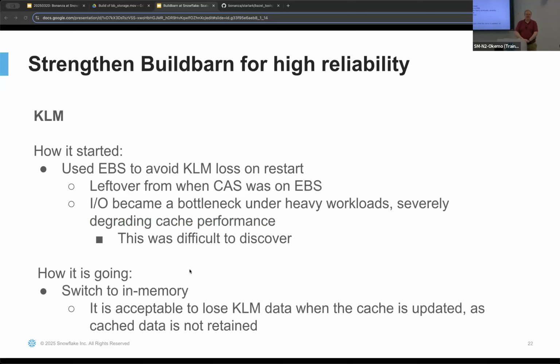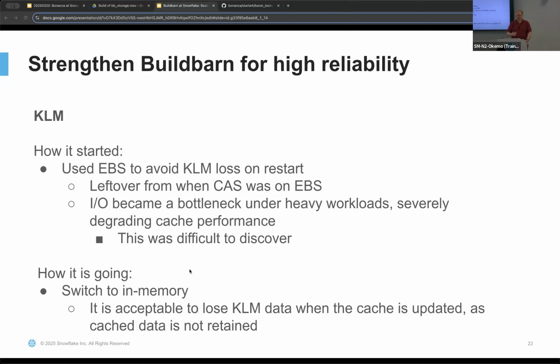So I want to take a moment and talk about the key location map, or KLM. This is what allows the BB storage to actually find the objects in the blocks, right? So in the beginning, we were using EBS to avoid the KLM loss. Well, that made sense when we were also using EBS for the blocks that were being stored, but didn't make any sense anymore. It was left over as a vestige, and we didn't realize it, and it became an IO bottleneck. You might be surprised where the bottlenecks are in the system.